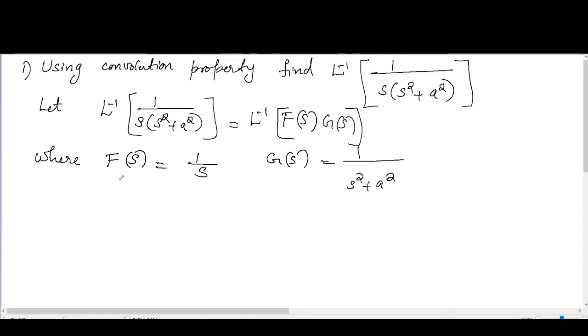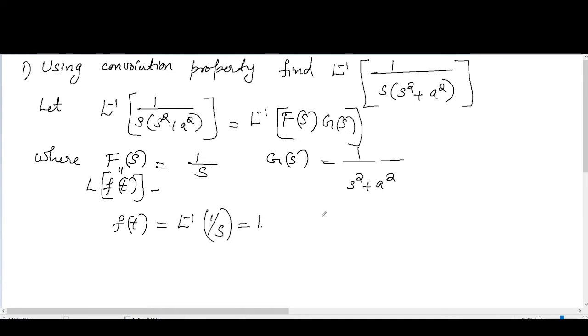F(s) means L of f(t). So what is our small f(t) now? f(t) is equal to L inverse of 1 by s. What is L inverse of 1 by s? It is equal to 1.